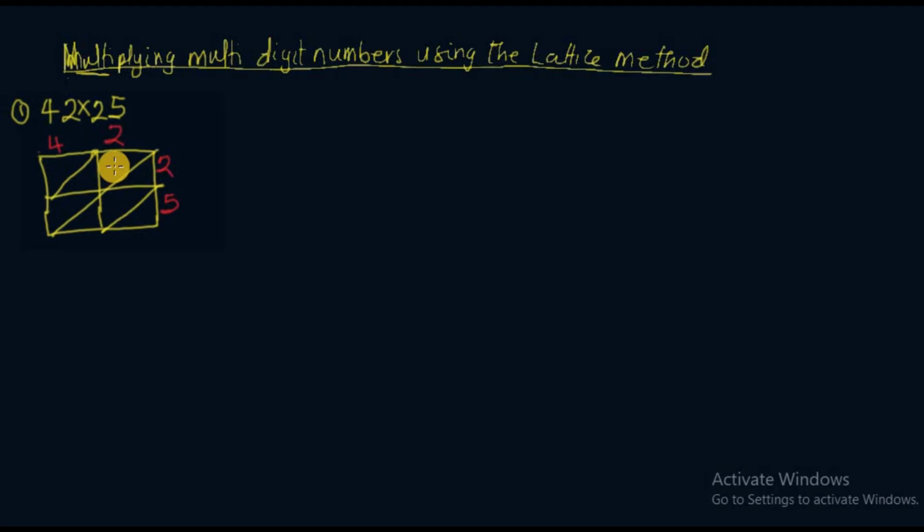So 2 times 2 gives us 4, with no tens value, so remember to put the 0 here: 0, 4. 2 times 4 gives us 8, that's 0, 8. 5 times 2 gives us 10, 1 and 0. 5 times 4 gives us 20, 2 and 0.